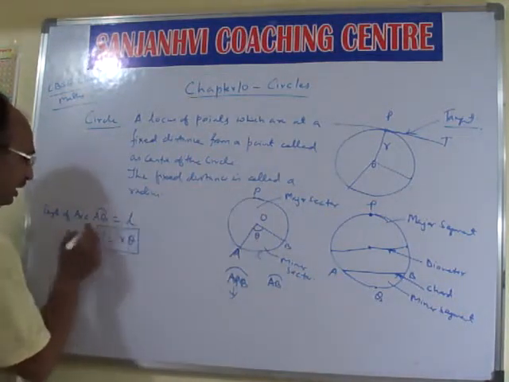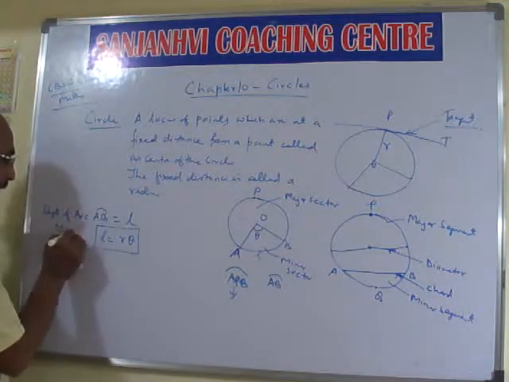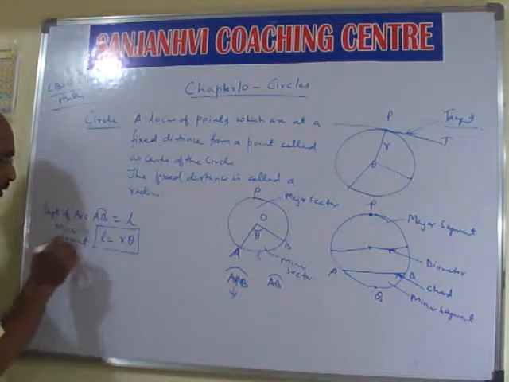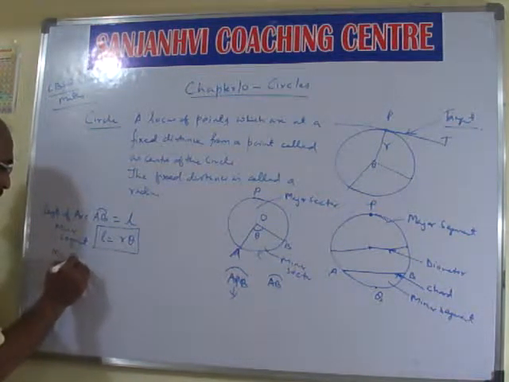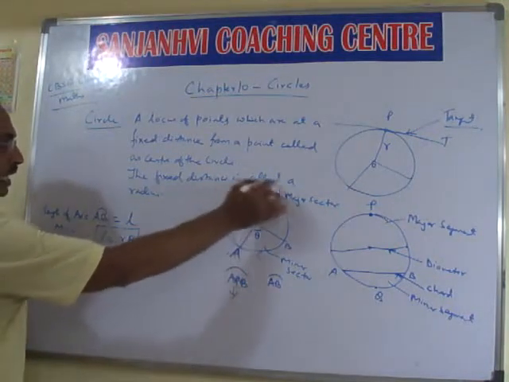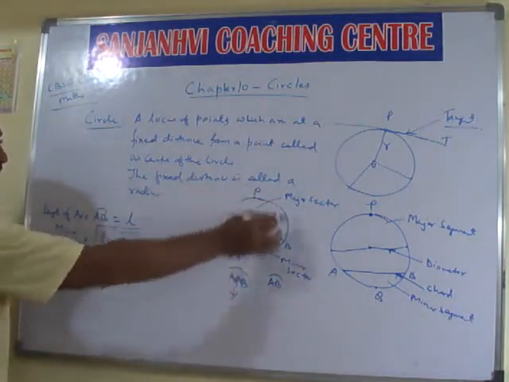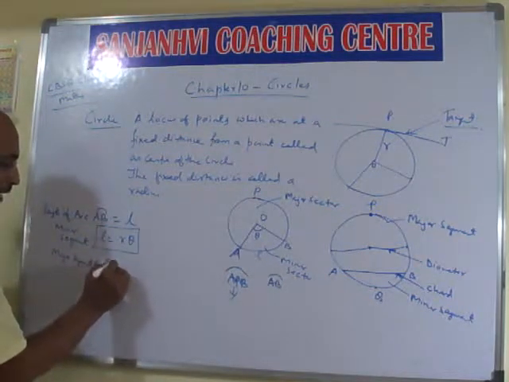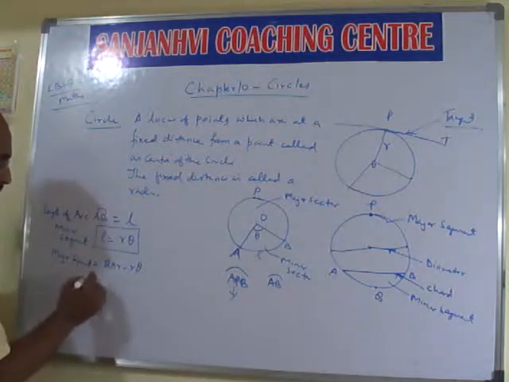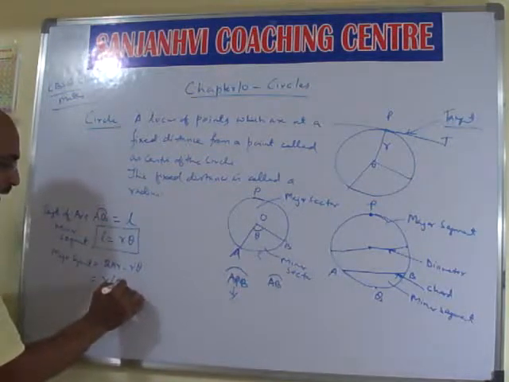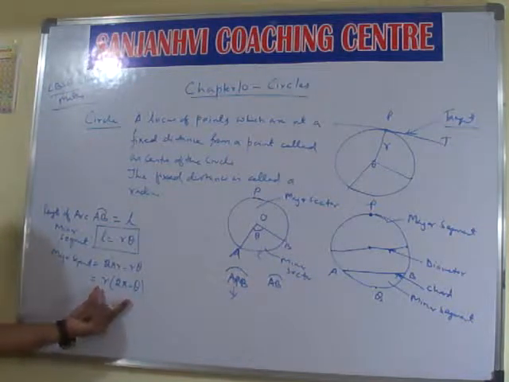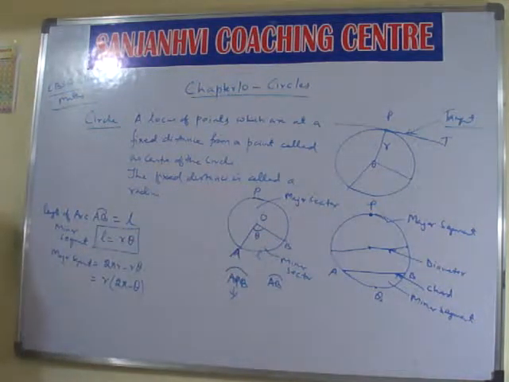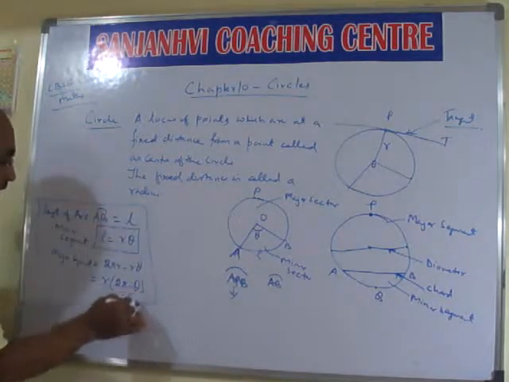So this is the length of the minor arc. Then the major segment: we know that the total length of the circle, the circumference, is 2 pi r. So 2 pi r minus r theta, that is r into (2 pi minus theta), will be the length of the remaining, major segment.